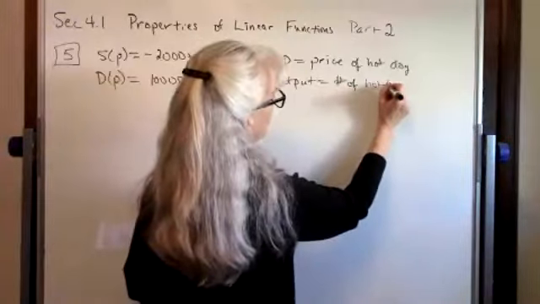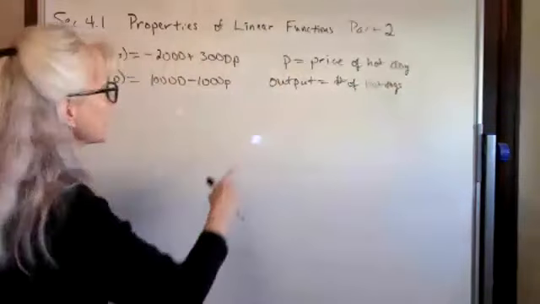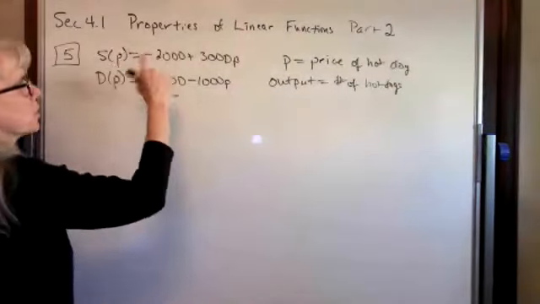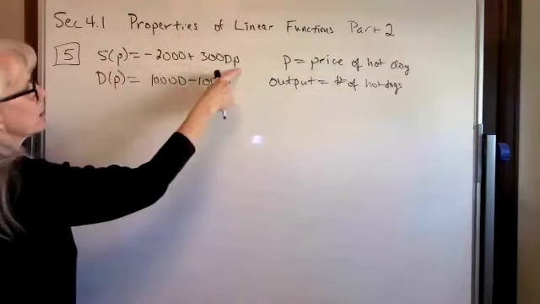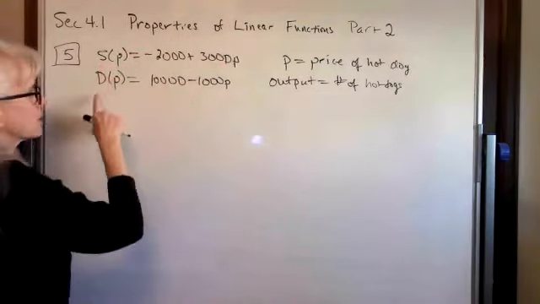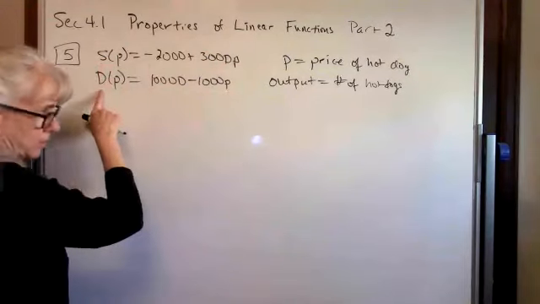Hot dogs. Okay, there we go. I didn't label this with one of the specific functions because with both of these you input the price and you get out the number of hot dogs. Here, you put in the price, you get the supply of the hot dogs. Here, if you put in the price, you get the demand for the hot dogs.